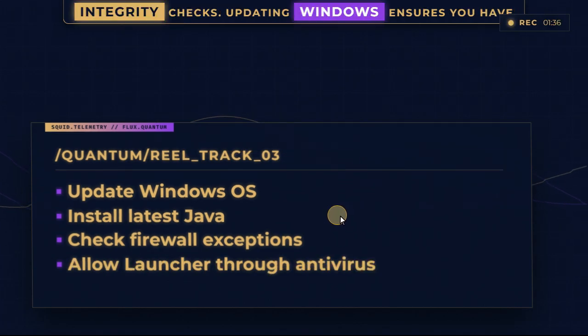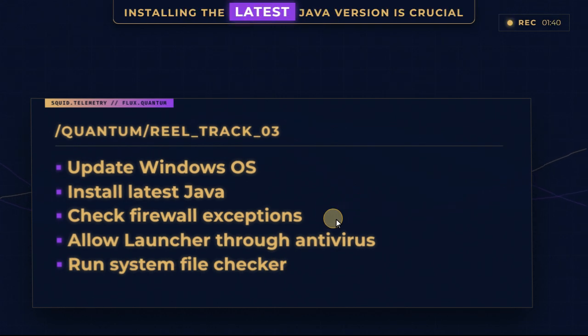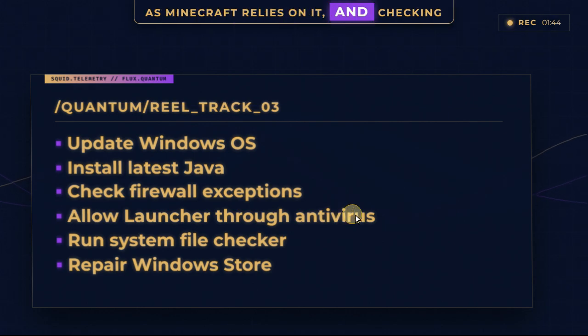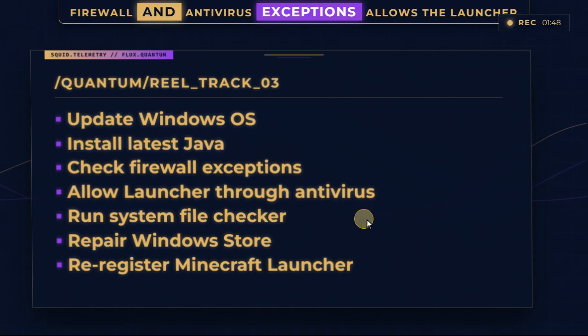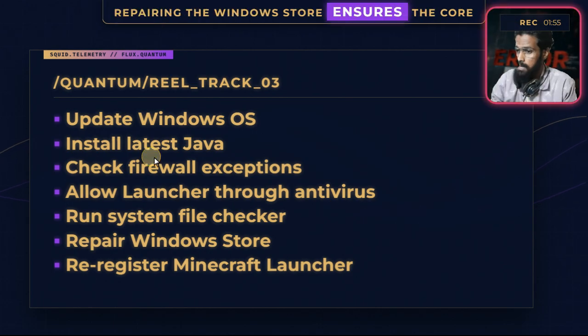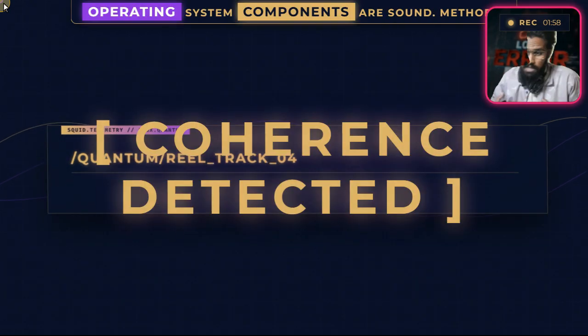Updating Windows ensures you have the latest security patches and network drivers. Installing the latest Java version is crucial as Minecraft relies on it, and checking firewall and antivirus exceptions allows the launcher necessary access. Running system file checkers and repairing the Windows Store ensures the core operating system components are sound.